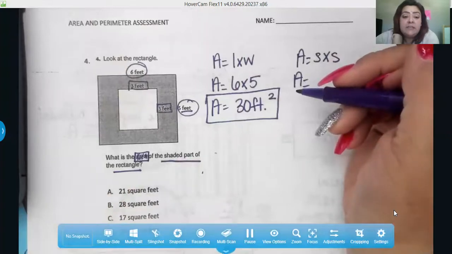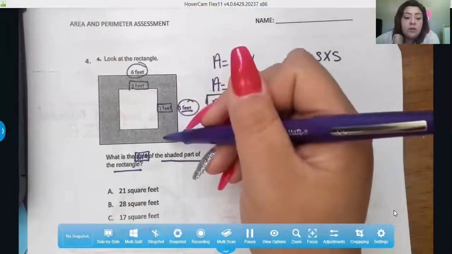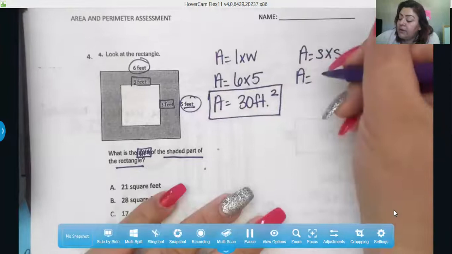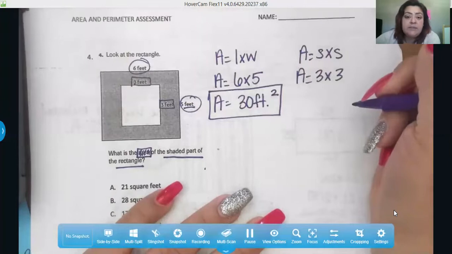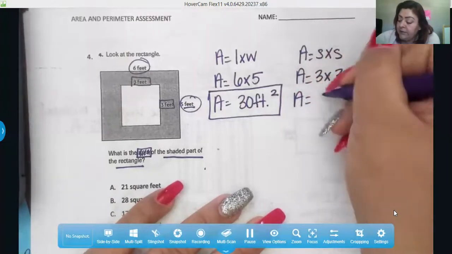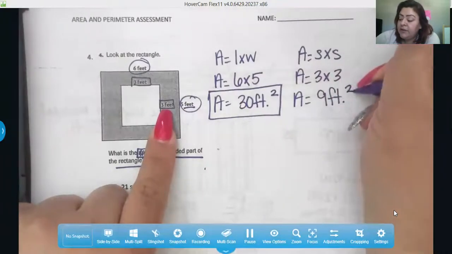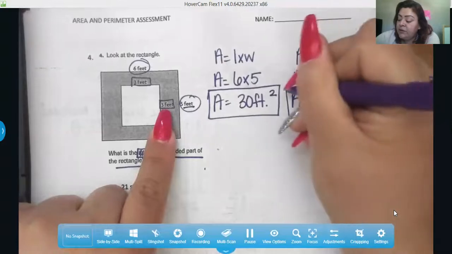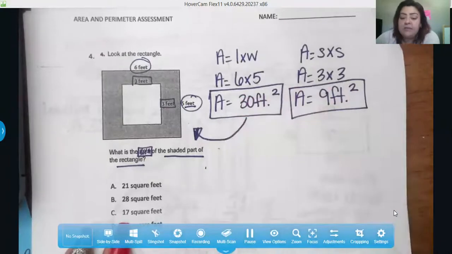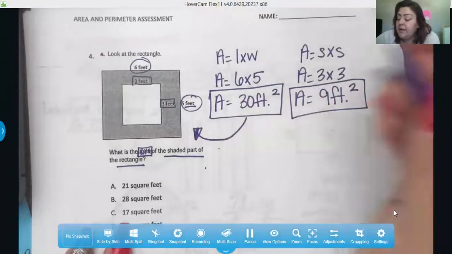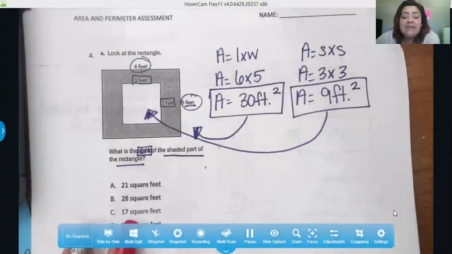Another way that I can tell that it's a square is because they're the same measurements. Remember, a square, all sides are congruent, so they're all going to have the same measurements. So area is going to equal 3 times 3. I've plugged in what I know. Now I'm going to go ahead and solve. Area equals 9. And again, I'm looking at my measurement, and it's feet. So 9 feet, and don't forget that squared. So here's what I found out. This whole big thing is 30 feet squared, okay? But then I also just found out that this little square right here is 9 feet squared.